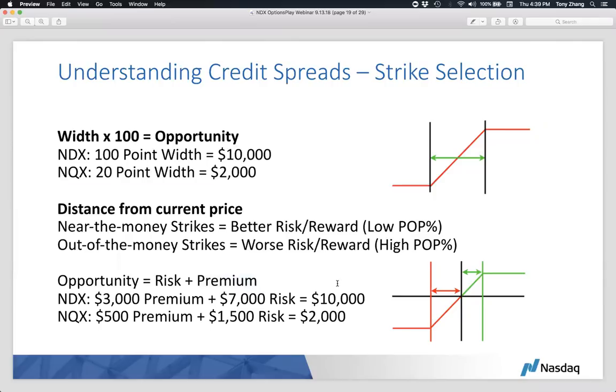So that's a really important relationship to understand. So when you're selecting your credit spreads, think about two things. Number one, how far apart are the two strikes? That defines my opportunity. And then how far away from the current price? That defines how much premium you actually receive. So those are the two factors that you need to decide when you're selecting which credit spreads you're going to sell on the underlying index.